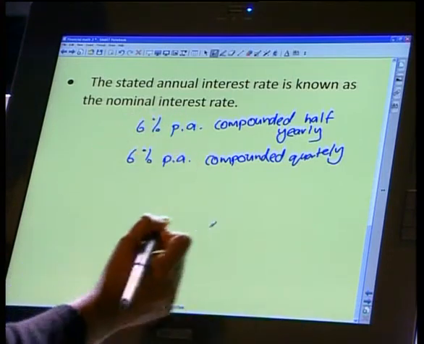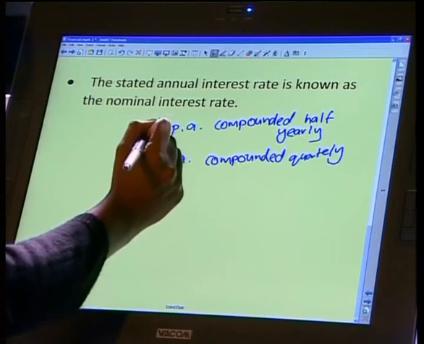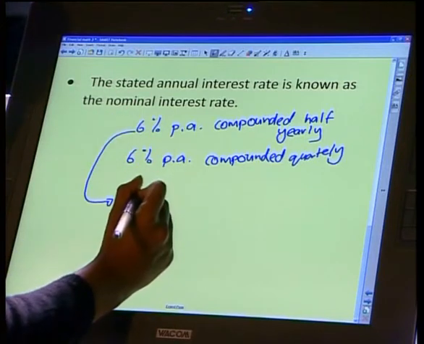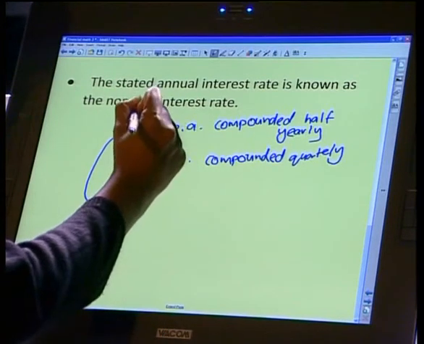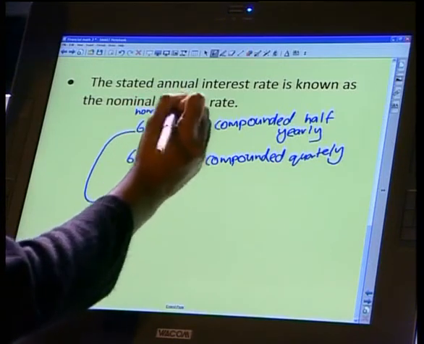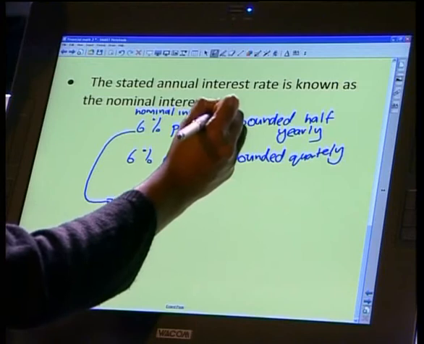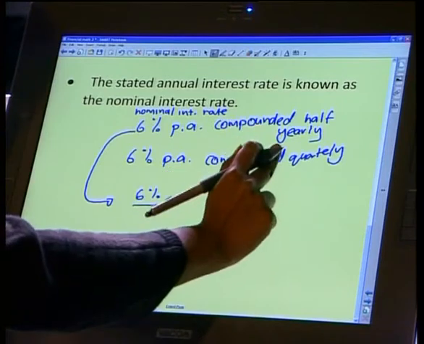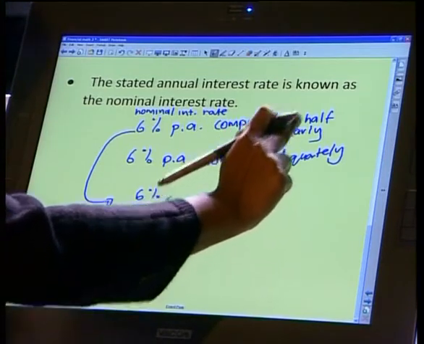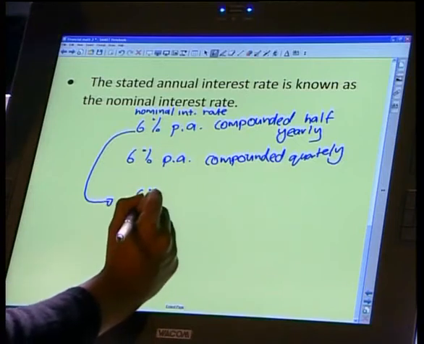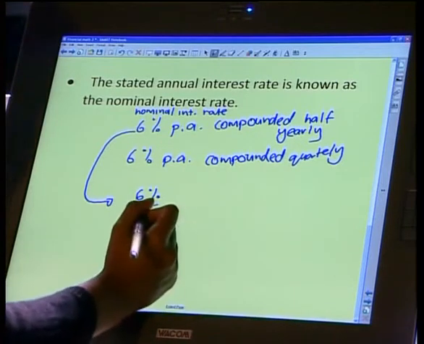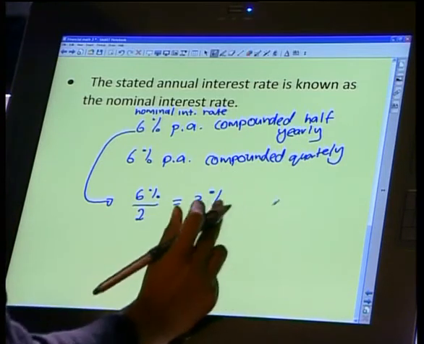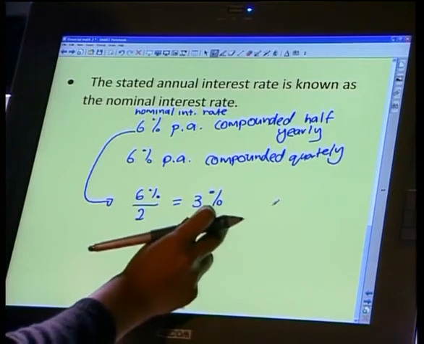Now, if we take something like 6% per annum compounded half yearly or every 6 months, this is our nominal interest rate. In order to get the effective rate for that period, we would take that 6% and divide it by the number of compoundings. So in 1 year, we have 2 half years. Therefore, I would take the 6% divided by 2, since there's 2 half years in 1 year, and that will give me 3%. And that will be the effective rate for each half year.